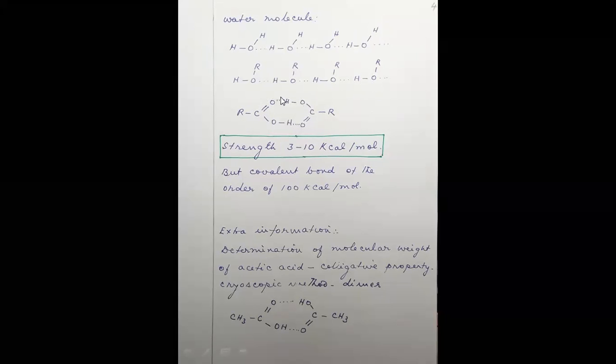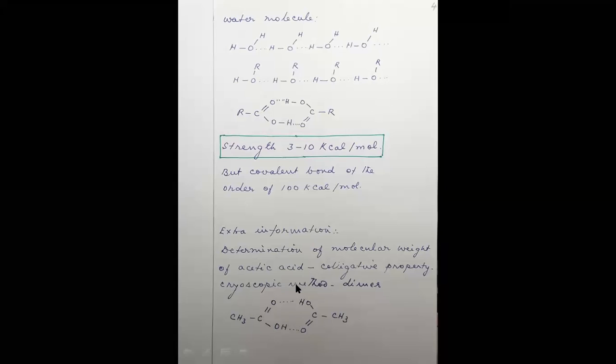Look here, this is a type of hydrogen bond where only two molecules are linked. This is called a dimer. And the strength of the hydrogen bond is between 3 to 10 kilocalorie per mole. That means it is a very weak bond, but covalent bond strength is more than 100 kilocalorie per mole. So you cannot easily break a covalent bond, but you can very easily break a hydrogen bond. Mere heating is sufficient.